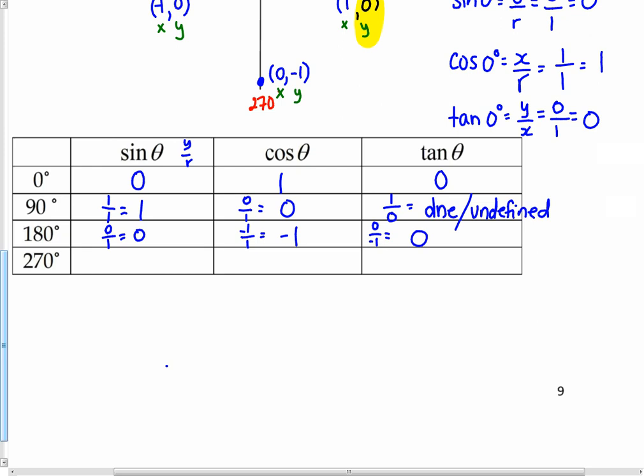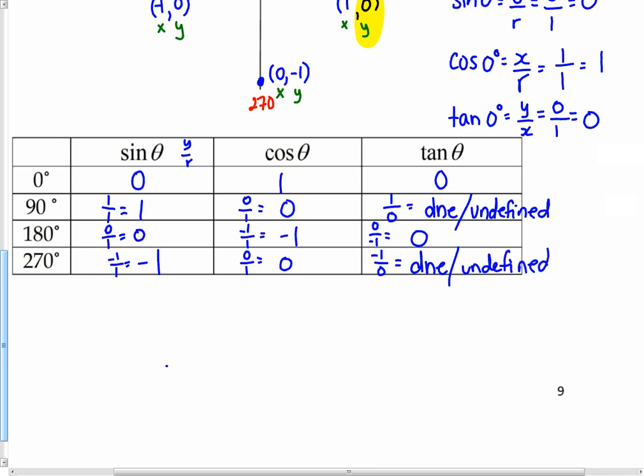And then last is 270. Sine is y over r, so -1 over 1 is -1. Cos of 270, cos is x over r. X is 0, 0 over 1 is 0. And then last, tan of 270, tan is y over x. Negative 1 over 0 is what? Does not exist, undefined.